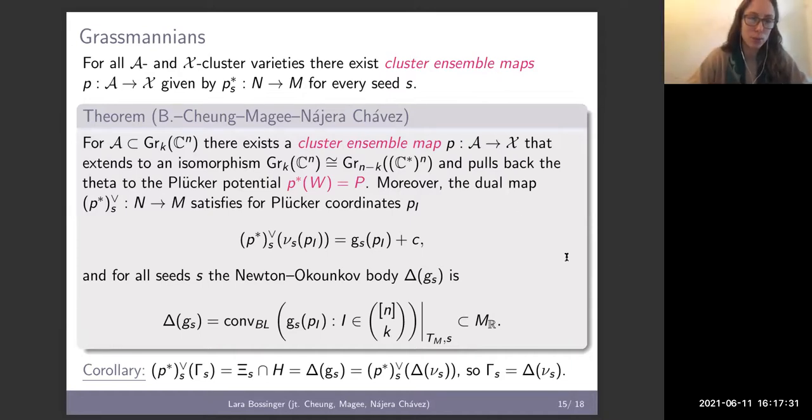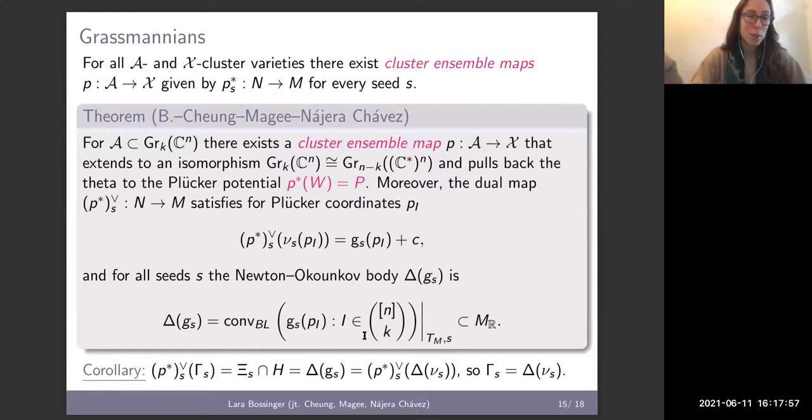Yes, absolutely. In fact, in their paper, there was a first version on the arXiv where they wanted the Newton-Okounkov body simply to be the convex hull of the valuations of the coordinates for any choice of seed. That did not work. But having this notion of broken line convex hull, it works. So this is exactly the second part of the theorem.